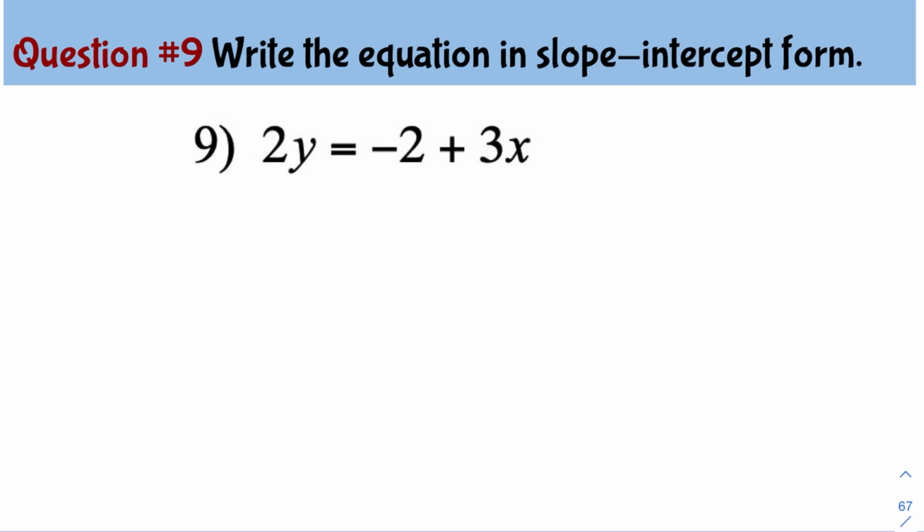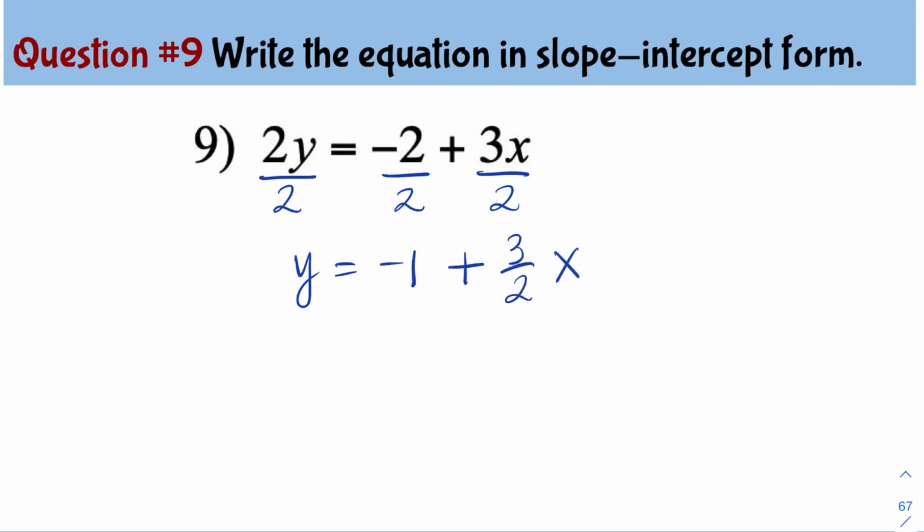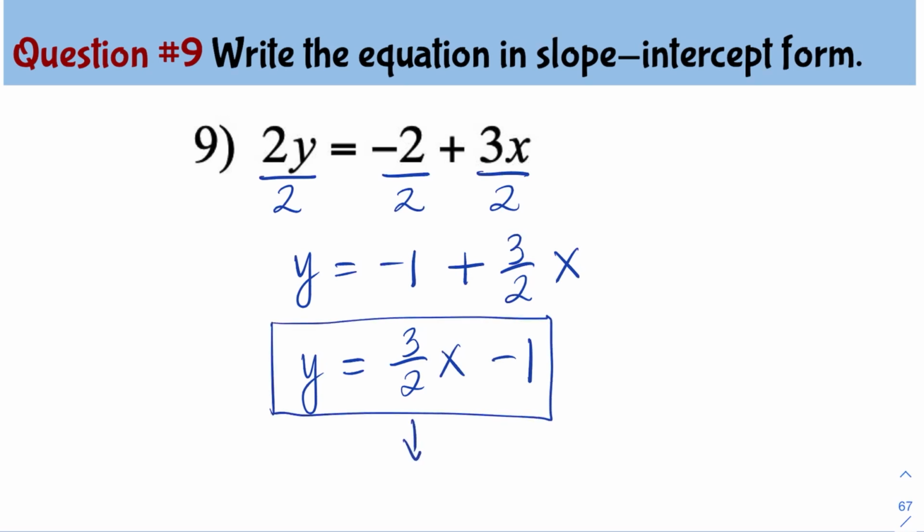Question 9. 2y is equal to negative 2 plus 3x. So in this equation, we need to divide both sides by 2. Simplifying the left side, we have 1y. Negative 2 divided by 2 is negative 1. And 3 over 2, leave it as an improper fraction. Rearranging this, we now have y is equal to 3 over 2x and then minus 1. So this is the slope-intercept form. The slope is 3 over 2 and the y-intercept is negative 1.